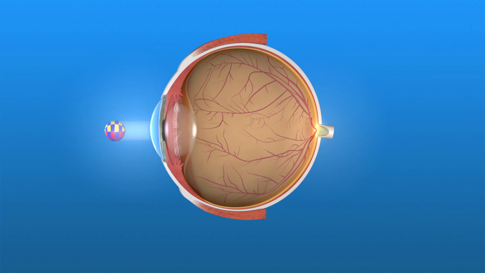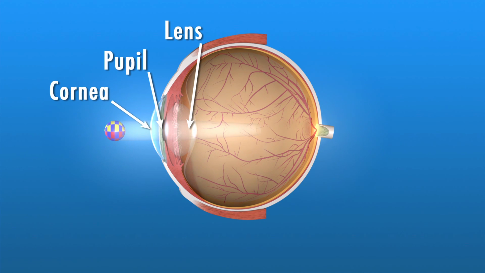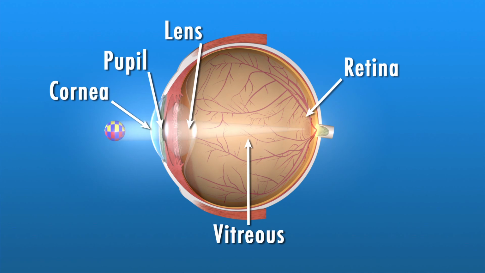Light rays enter the eye through the cornea, pupil, and lens. These light rays pass through the vitreous, a clear gel-like substance that fills the middle of the eye. The light rays are focused on the retina, a light-sensitive tissue lining the back of the eye.